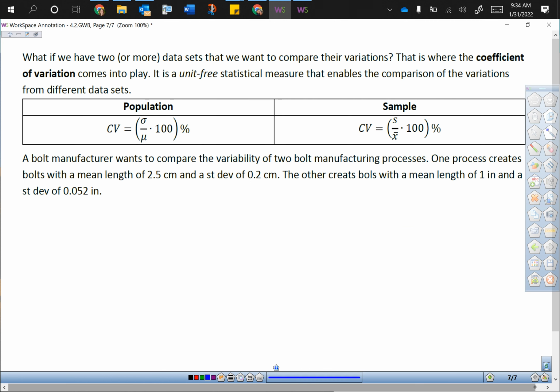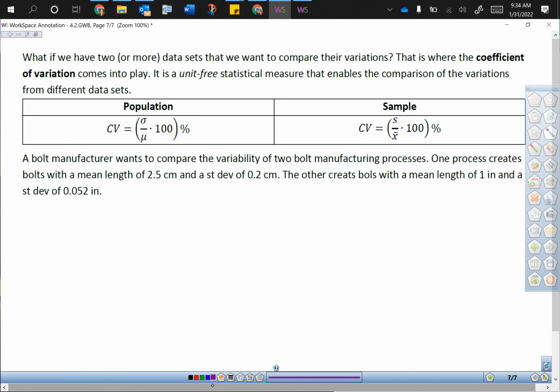Now, the last thing we're going to talk about is the coefficient of variation. And here's where that comes in handy. It says, what if we have 2 or more data sets that we want to compare their variations? This is where the coefficient of variation comes into play. It is unit free. There is no unit. It doesn't matter if you're comparing centimeters and miles. It is unit free, and it enables the comparison of variation from different sets.